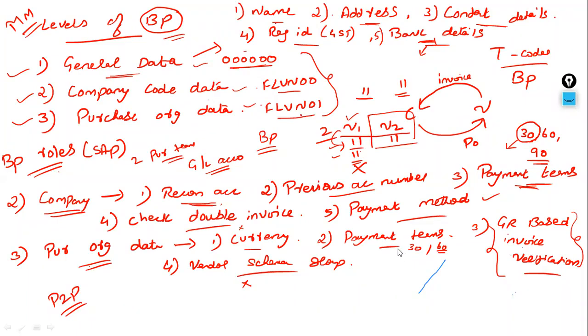And the second thing is payment term. The payment terms is nothing but the payment cycle also. As soon as you get the material, when you are going to pay the vendor, that is the payment terms.